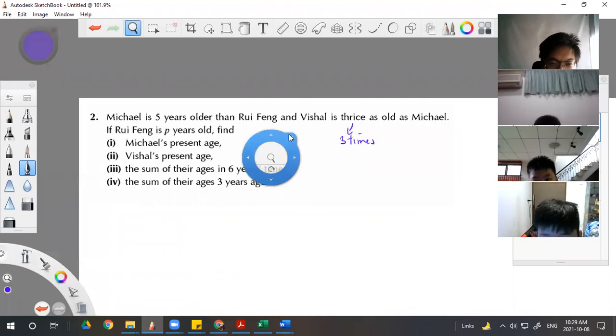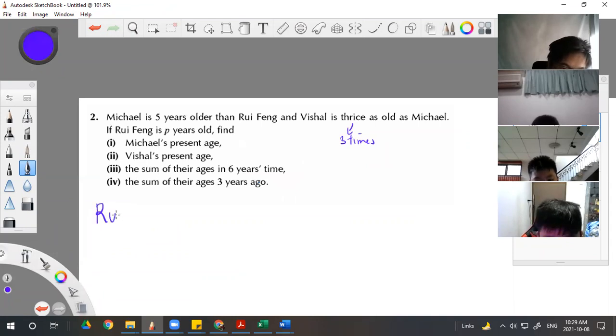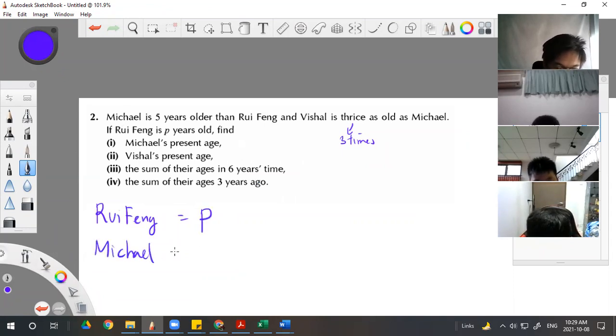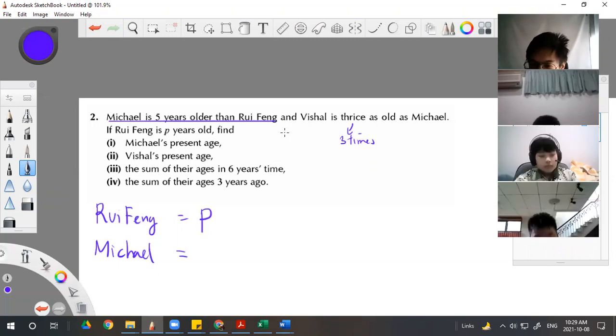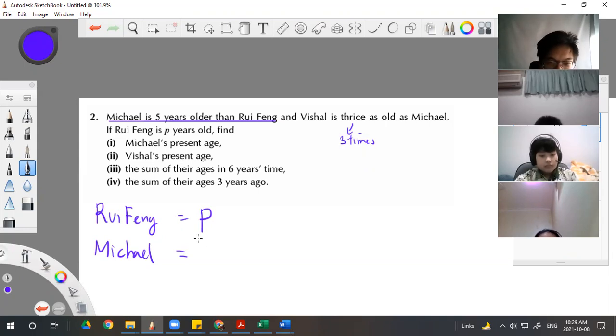If Rui Feng is P years old, okay, kita tulis Rui Feng is equals to P years old. Berarti Michael berapa, guys? Perhatiin ya, lihat sama-sama. Michael is 5 years older than Rui Feng. Berarti Michael berapa? 5 plus P. Nice. 5 plus P or P plus 5, sama aja.